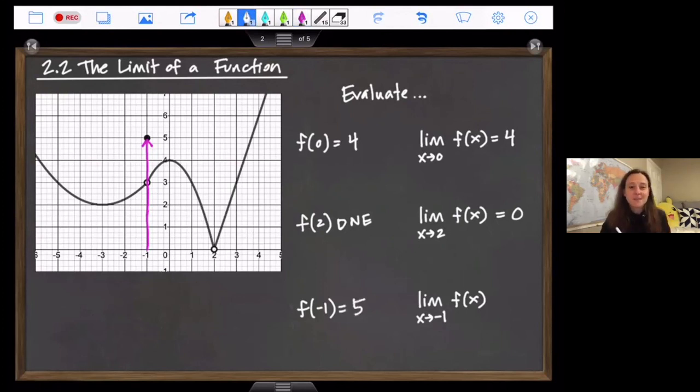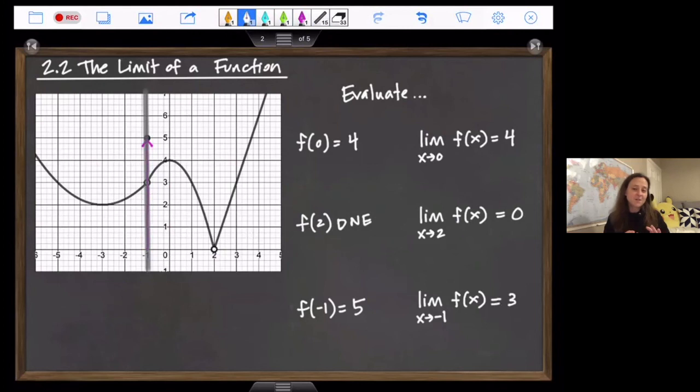When we take the limit, we're going to cover up everything that's actually happening at -1. So I'm going to cover up what's going on here at -1. If I cover that up, I get rid of that dot and the hole in the graph, and it just looks like this function is heading towards a y coordinate of 3. So the limit as x approaches -1 of f of x is equal to 3.